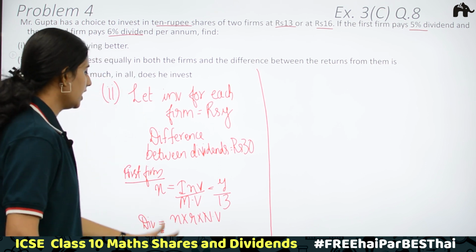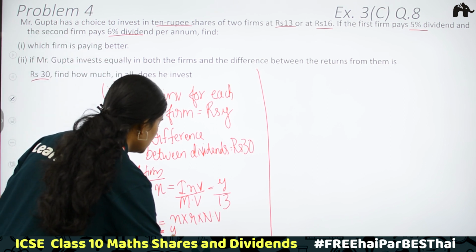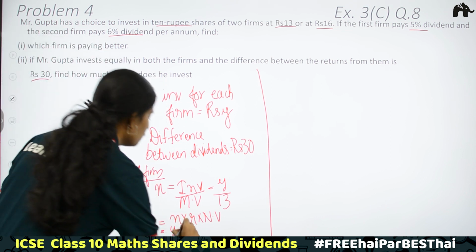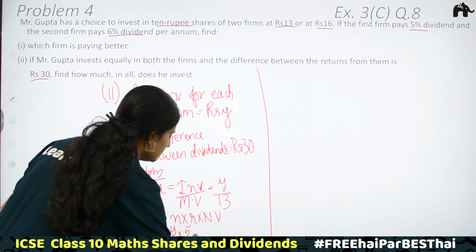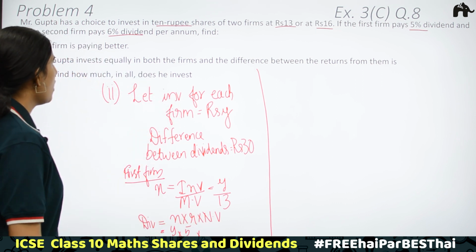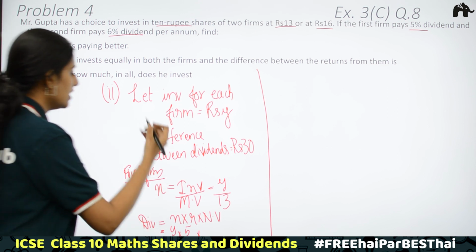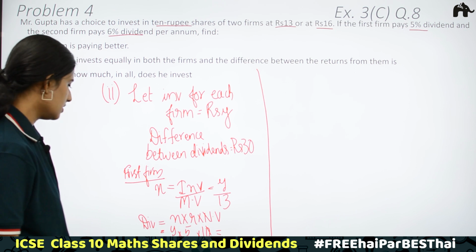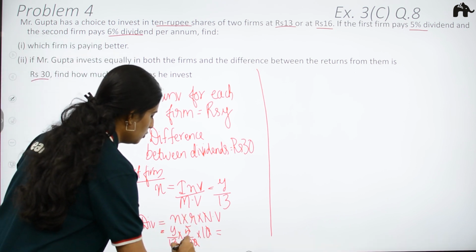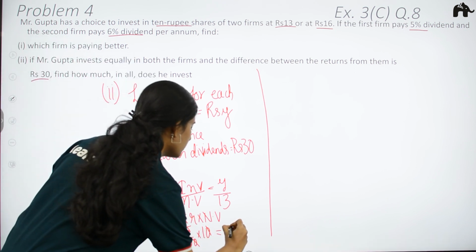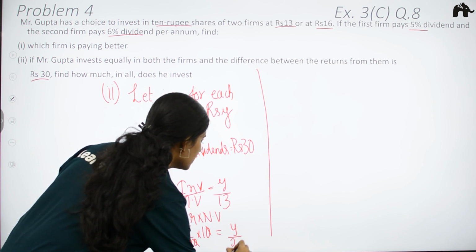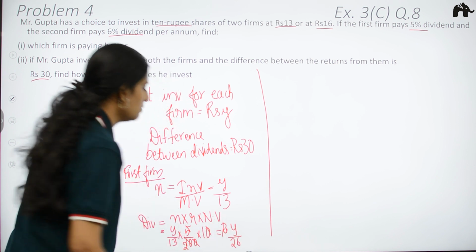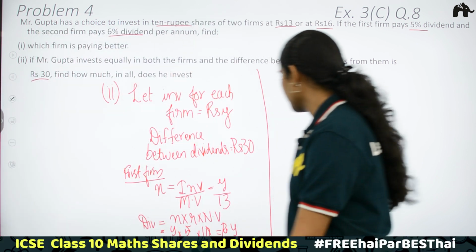Substitute the values. N is Y by 13 into R. R is 5 by 100. Nominal value of 1 share, that is 10. Cancelling zeros, 5 and 10. You will be getting 2 in the denominator. You will finally get Y by 26. Okay, rupees Y by 26.